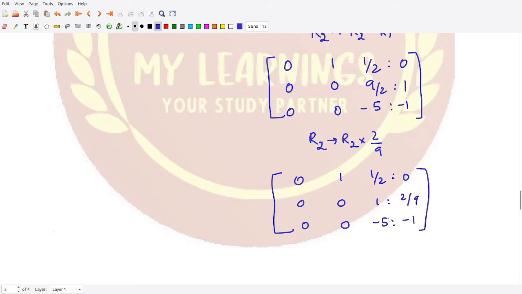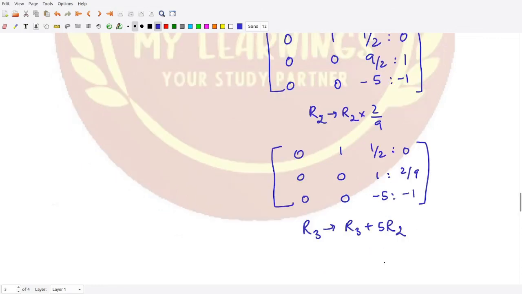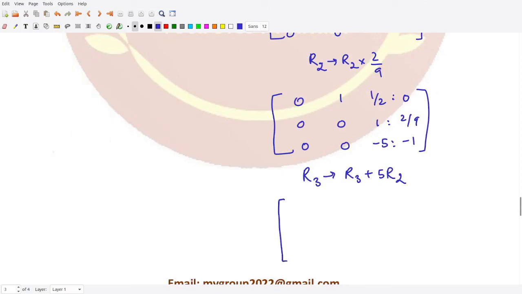Right? Next, you wanted to make this element equal to 0. So how you can do that? In order to make this into echelon form, you just have to apply this operation that on R3, it is R3 plus 5 times R2. We have to make use of second row only. So that it is 0, 1, 1 by 2 and 0. Second one would be as such, 0, 0, 1 and 2 by 9. And the third one, it is 0, 0, 0 and 1 by 9. You can check your calculation here.